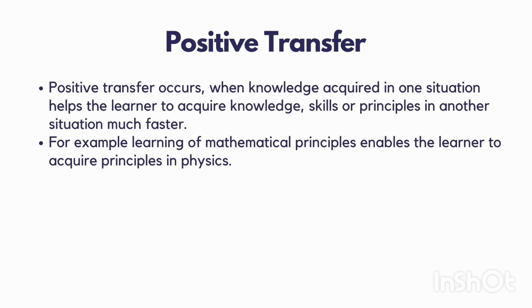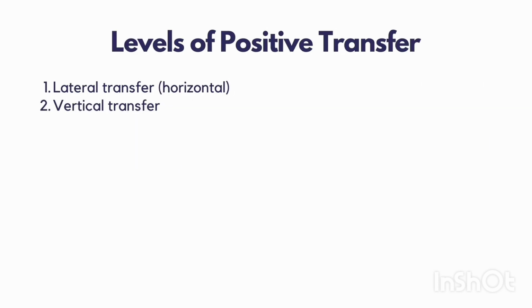Positive transfer. Positive transfer occurs when knowledge acquired in one situation helps the learner to acquire knowledge, skills or principles in another situation much faster. For example, learning of mathematical principles enables the learner to acquire principles in physics. Positive transfer can operate at two levels: lateral transfer and vertical transfer.